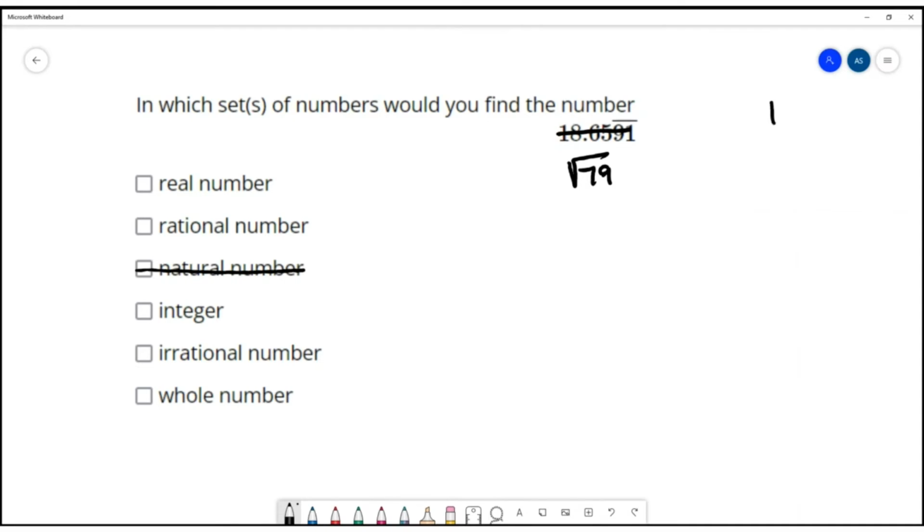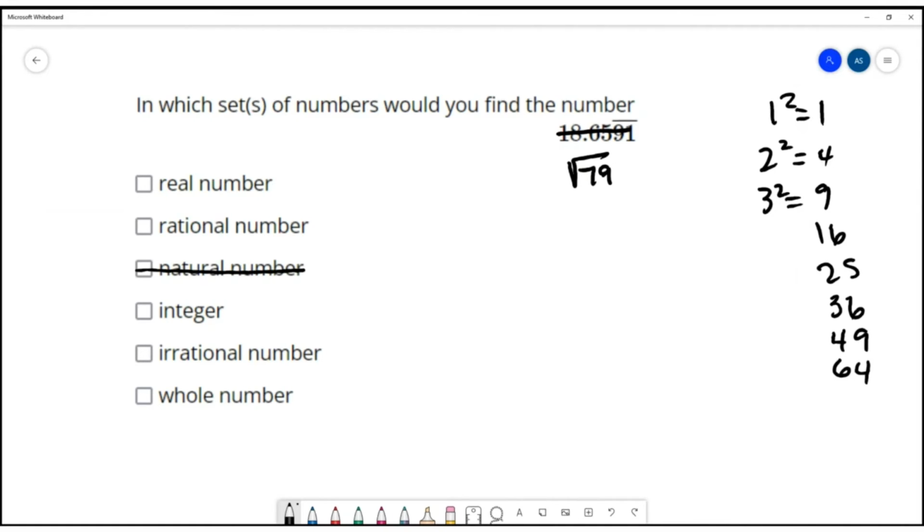Perfect squares are 1 squared, which is 1, 2 squared, which is 4, 3 squared, 9, 16, 25, 36, 49, 64, 81. These are perfect squares. These are radicals that, if they are radicals, so if you have square root of 81, that's the same thing as 9. So there will be some radicals that you can simplify, and those radicals would be natural numbers, whole numbers, integers, and so forth.